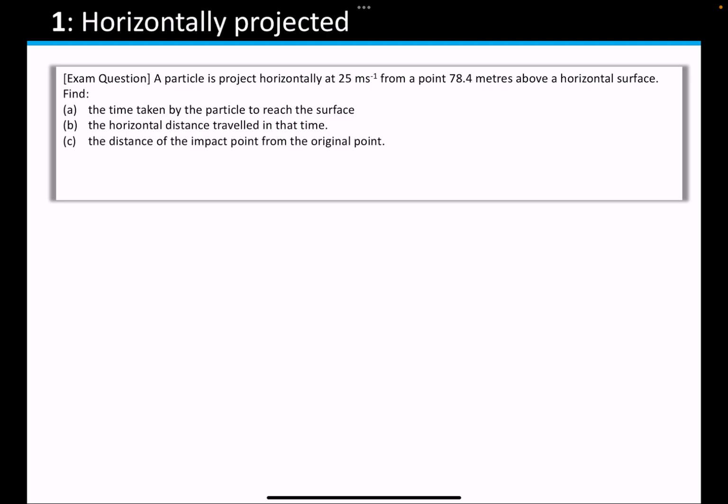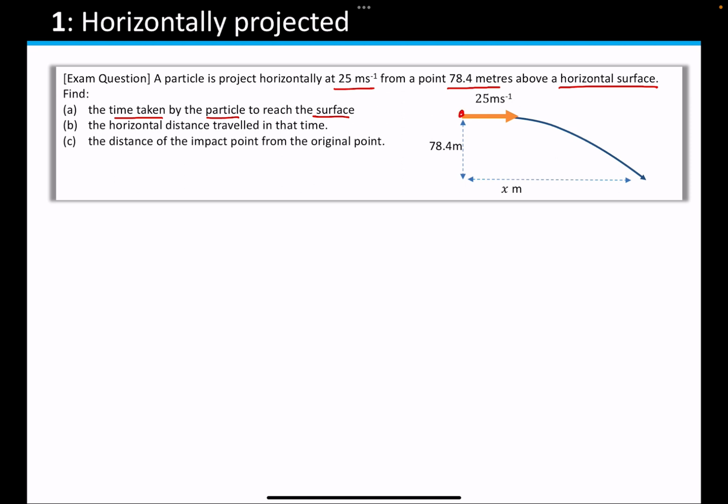So now let's have a look at some of the questions that we can do. This is the first example that we have here. Let's read it out. A particle is projected horizontally at 25 meters per second from a point 78.4 meters above the horizontal surface. The first part is telling us to find the time taken for the particle to reach the surface, so to reach the ground in this case. Now let's have a look at the diagram. This is how the diagram should look.